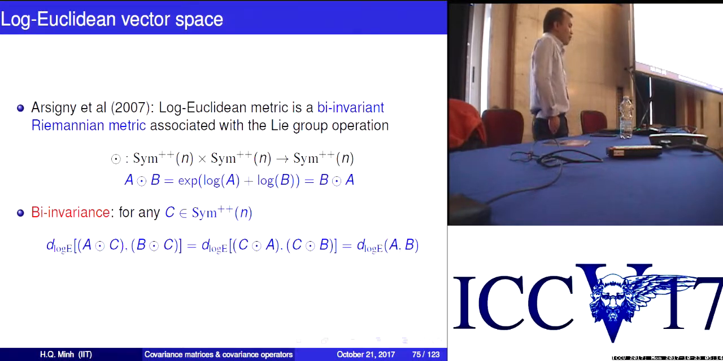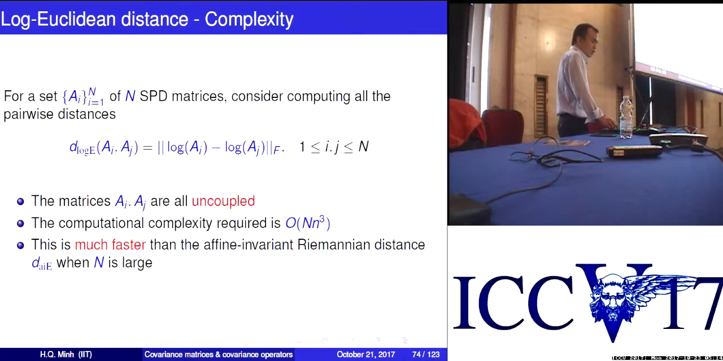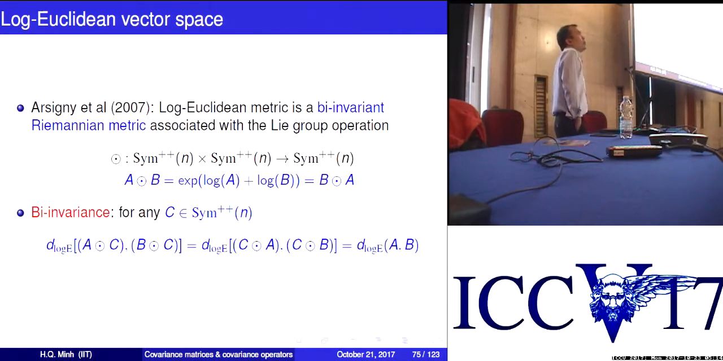Okay, now I won't go over this in detail, but under this log Euclidean metric, the set of SPD matrices has a very nice structure, because it turns out that it's actually a vector space. Arsigny et al. introduced a group operation, which they call a Lie group operation here. It's actually a commutative matrix multiplication. Now if we multiply two SPD matrices A and B together using the usual matrix multiplication, then the resulting matrix AB is no longer symmetric, so it doesn't preserve symmetry. Whereas if we define A ⊙ B as the exponential of log A plus log B, then this operation, this ⊙ here, is commutative, because A ⊙ B is the same as B ⊙ A, and the result is symmetric positive definite, so it preserves symmetry as well.